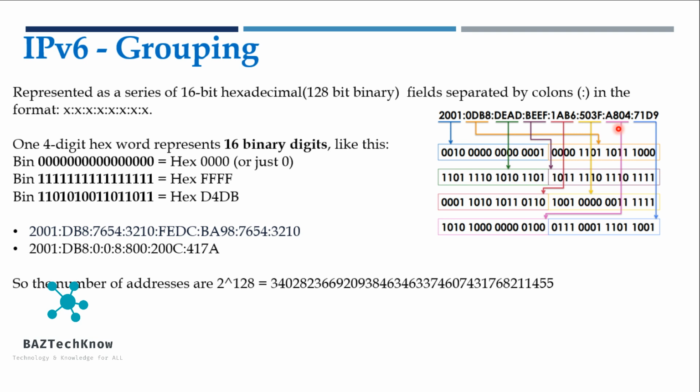Hexadecimal means: decimal means simple 0 to 9, and hexa means 6 alphabets from A to F: alpha, beta, gamma... Sorry, A, B, C, D, E, F. So these are, starting from 0 to 9, these are 10, and then 5 more alphabets: A, B, C, D, E, F. So your address will be like 2001:0db8.